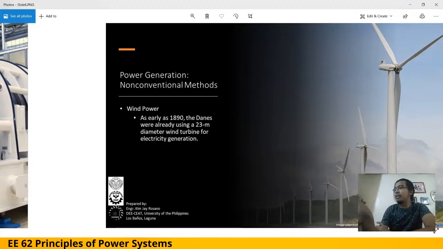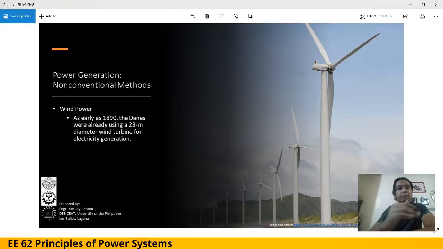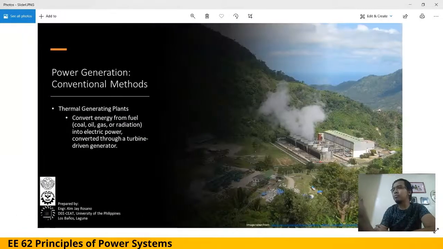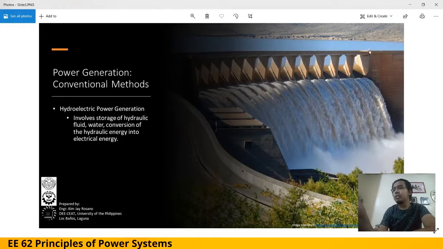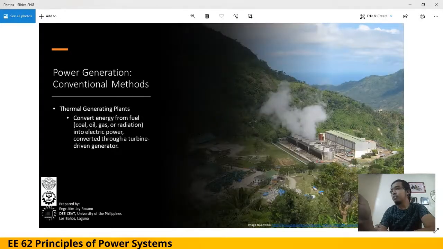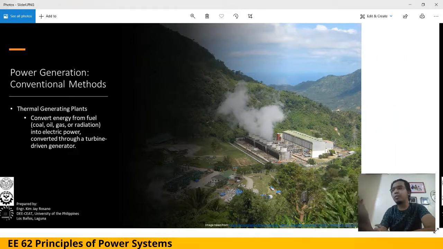Now, for non-conventional methods, dito papasok yung ating renewable, most of them. So you have the wind power. Actually, may renewable din dito. Hydro is renewable, geothermal is renewable. Well, not all of this in the thermal is renewable. You have coal, oil, gas. These are not really renewable, but yung gas, if we're talking about biogas, biomass, yeah, it's renewable.